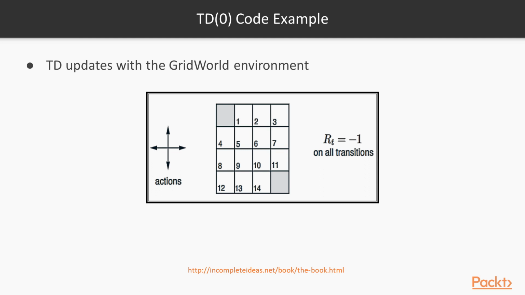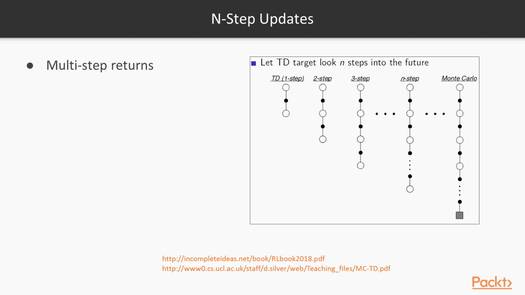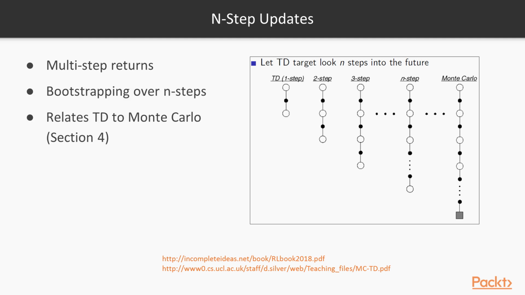Before we finish this video, there are 2 key concepts in RL related to TD learning: n-step updates and model-based versus model-free. N-step updates allow multi-step returns and bootstrapping over multiple steps. The TD target can look n steps into the future. We'll discuss this further in section 4.